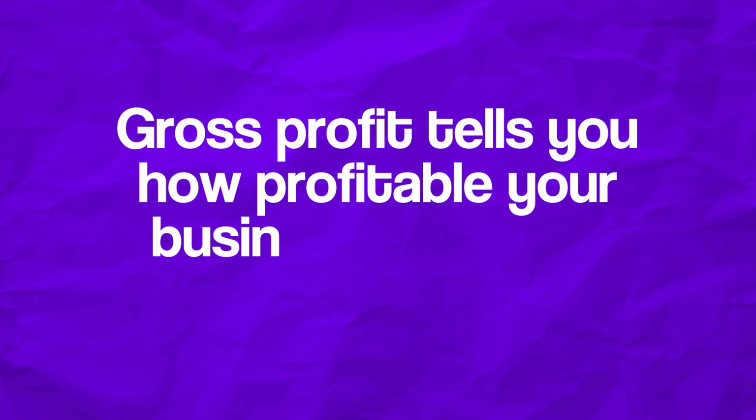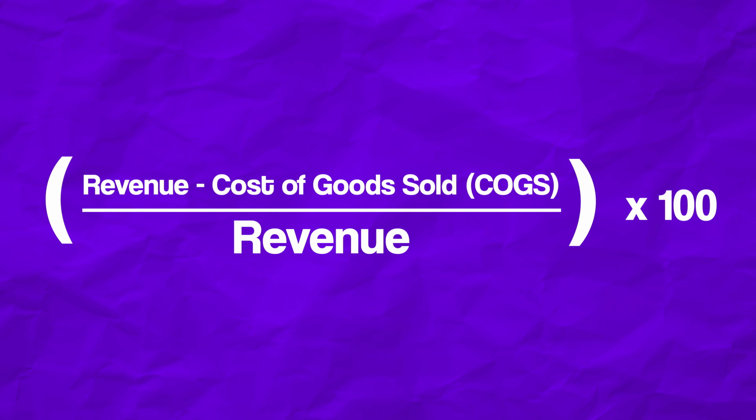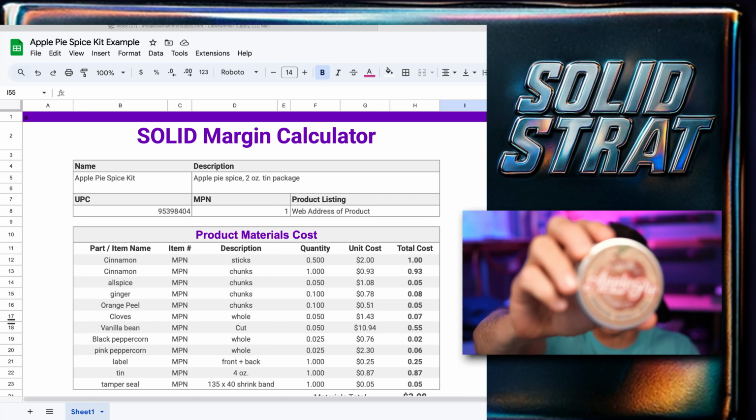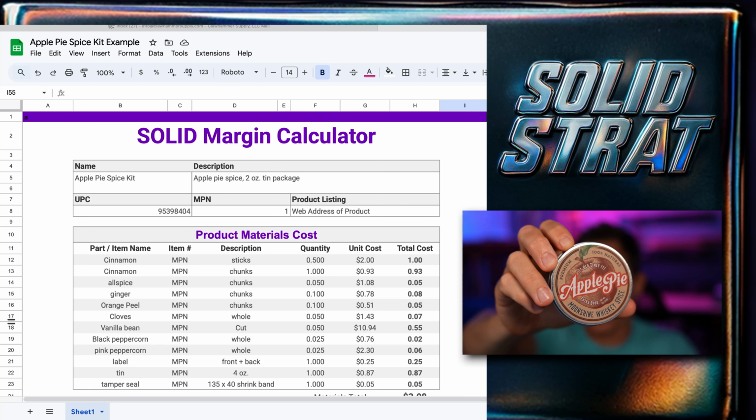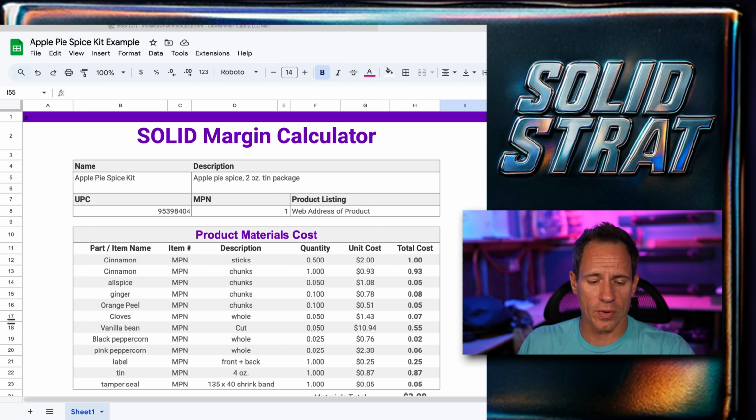All right, so gross profit margin tells you how profitable your business is at the product level before you factor in additional costs of running your business like rent and salaries and so on. Here's the formula. It looks kind of complicated, but it's actually very easy to solve. In fact, let me just show you how easy it is by calculating the gross profit margin for a business that sells this. It's a whiskey spice kit. And after that, we will calculate the operating and the net profit for the same business.